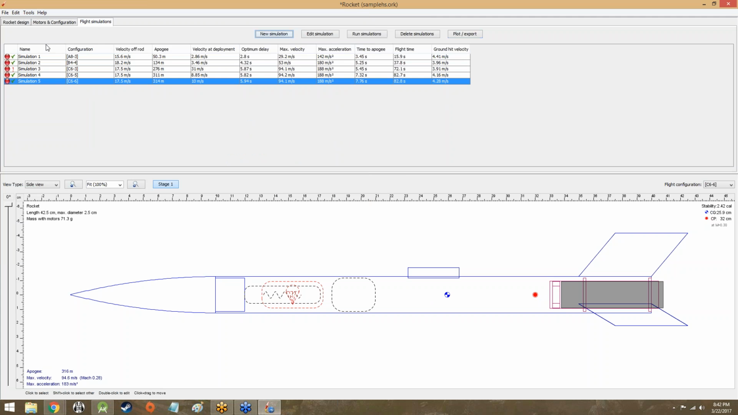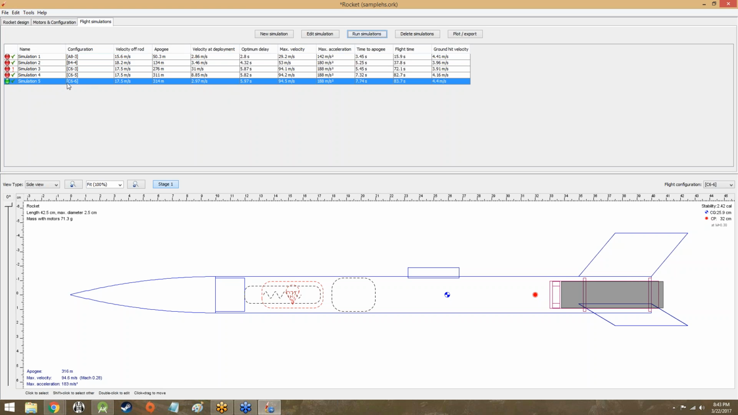And let's see how that looks. Now, obviously, all of our simulations are out of date because it assumes that all of them have been changed. It doesn't really keep track necessarily of each individual one. But we'll compare this to simulation 4 since that's a close comparator. 314 meter apogee, perfect. Look at that velocity at deployment, 2.97 meters per second. That's beautiful. That is beautiful. That is a nice, gentle deployment time for the parachute.